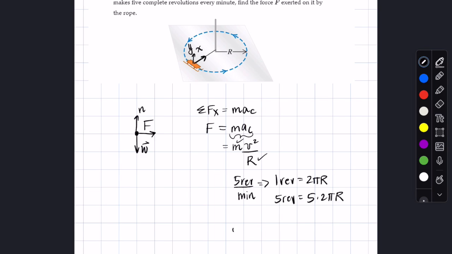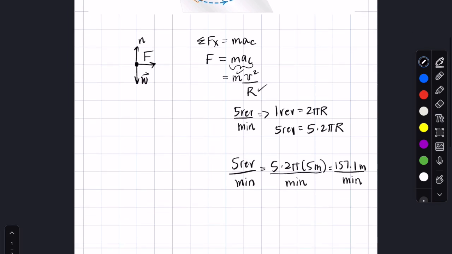So if the sled is moving 5 revolutions per minute, then the distance that it's moving every minute is going to be 5 times 2 pi times 5 meters. And that's every minute. So that comes out to be 25 times 2 pi, 50 pi, 157.1 meters every minute. So we want to convert that to meters per second because that's the SI units for velocity. And that's pretty easy.